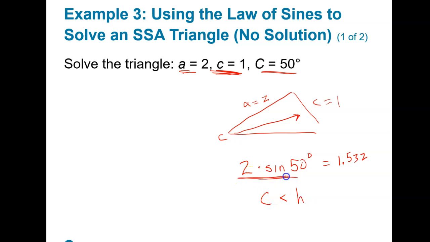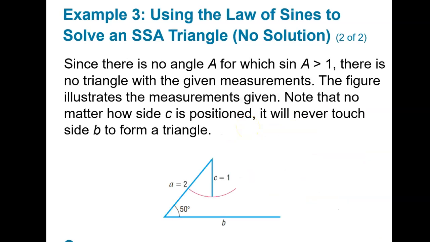The side length that's opposite, C, is less than H. This is H. So that means no triangle. I can't make a triangle in this situation. That's what you see here: the picture, a little more to scale. C is too short to get down there and touch the third side, so we can't form a triangle.